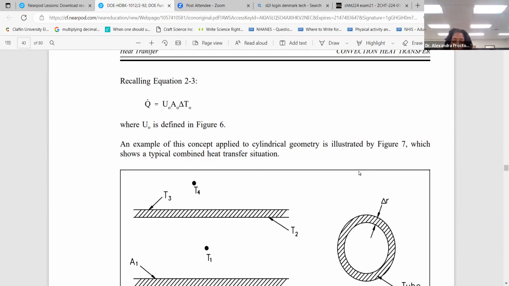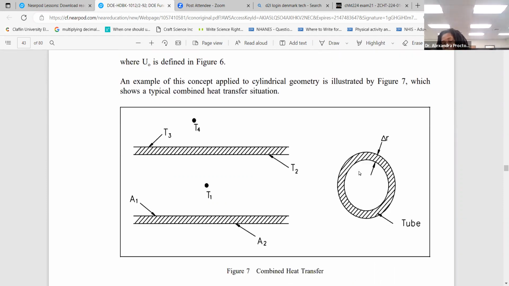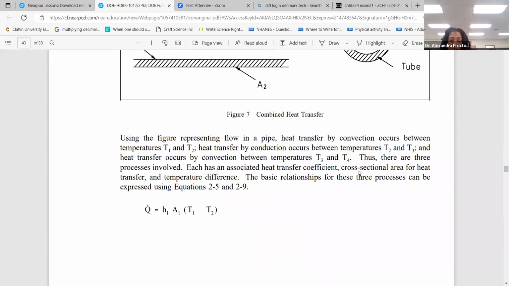An example of the concept applied to cylindrical geometry is illustrated in Figure 7, which shows a typical combined heat transfer situation. And so using the figure representing flow in a pipe, heat transfer by convection occurs between temperatures T1 and T2. Heat transfer by conduction occurs between temperatures T2 and T3, and heat transfer occurs by convection between temperatures T3 and T4.